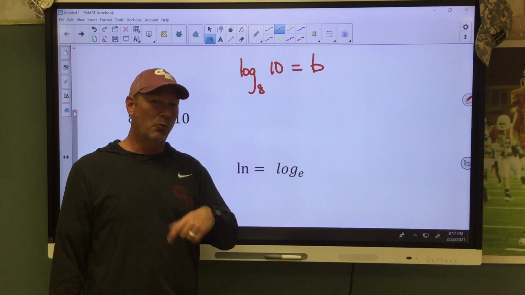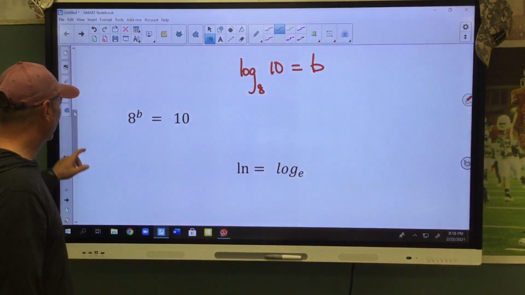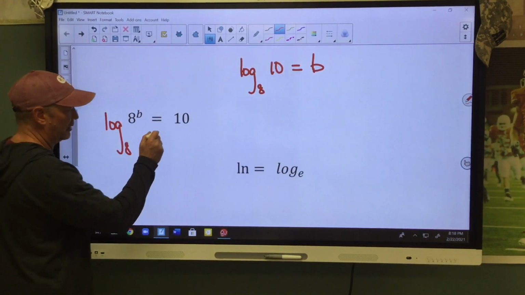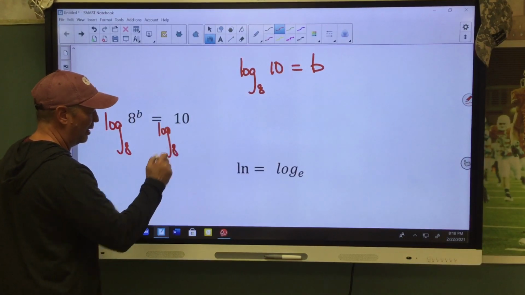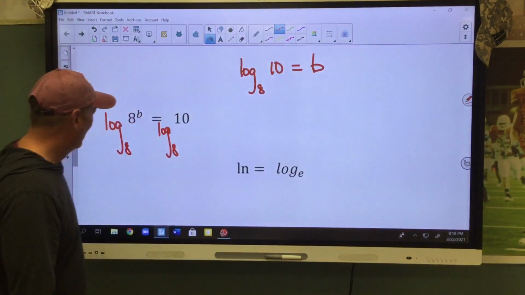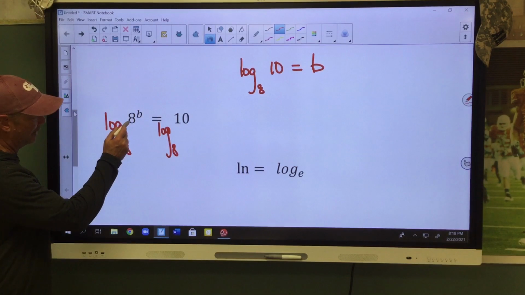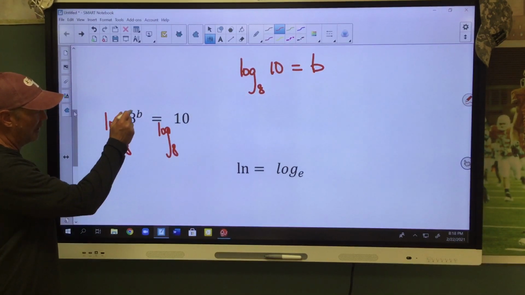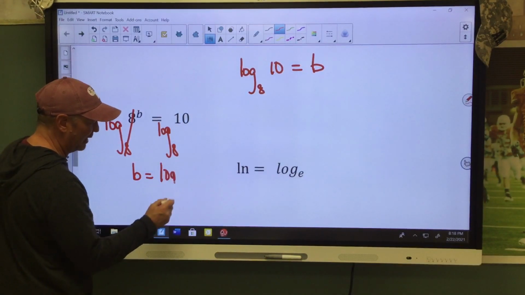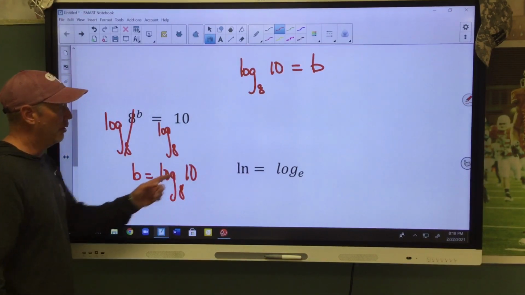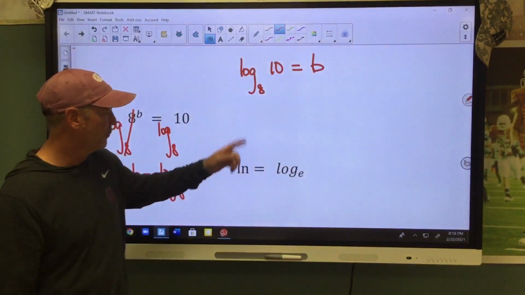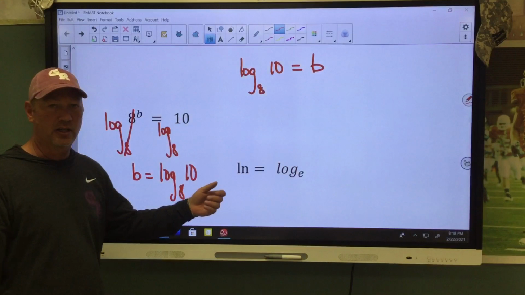But the property that we could have used before the calculator would be this. If I took the log base 8 to both sides. Now, no one's going to do it. We're going to do it the way that we were taught and then the easy way, letting the calculator do it. But what's going to happen is if my base matches my base, this would cancel and I would get B equals log base 8 of 10. And look where we are. The same situation. Good. All right, we can do this. Just remember this property because it's going to come into play in just a second.